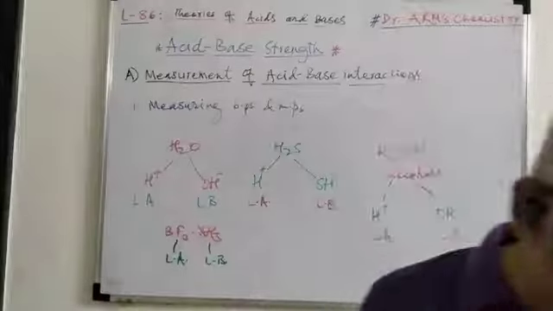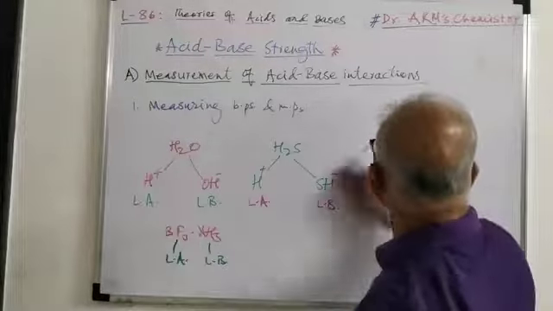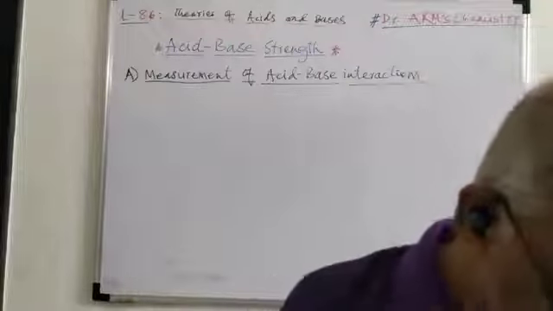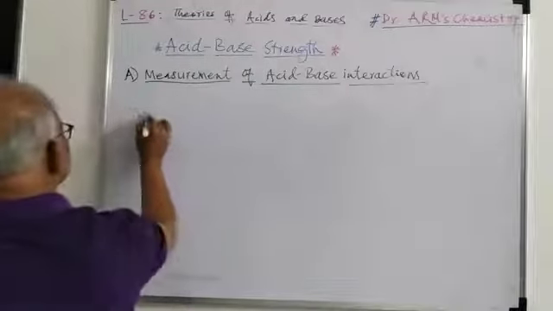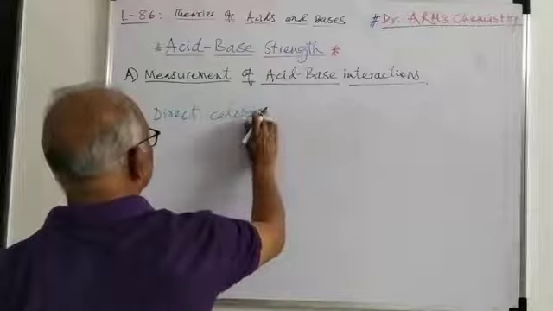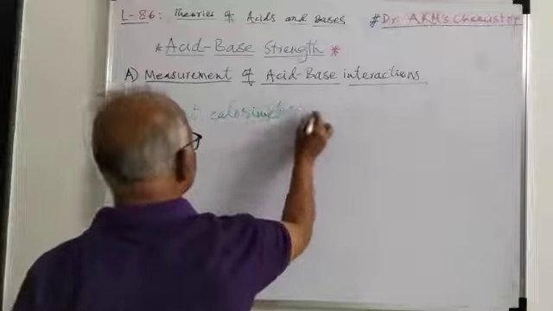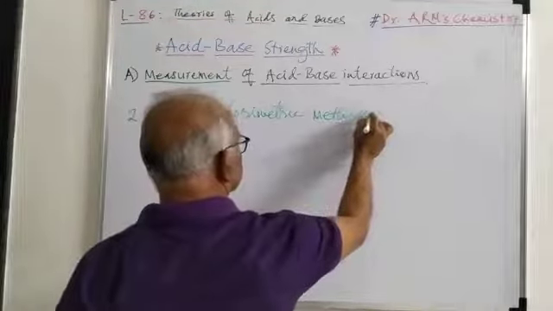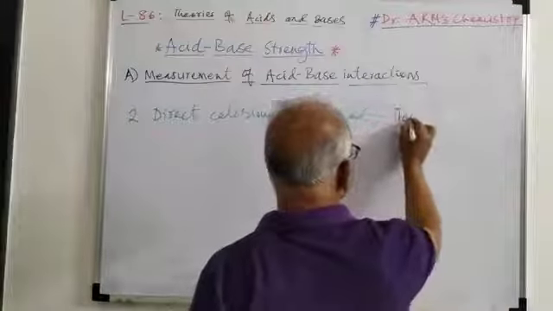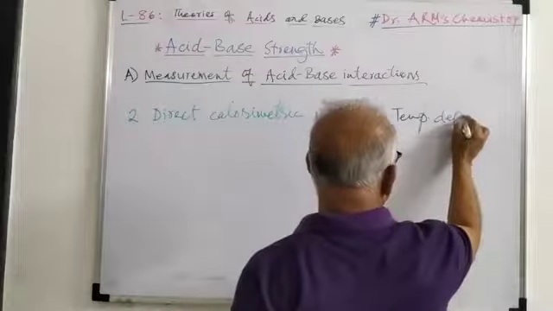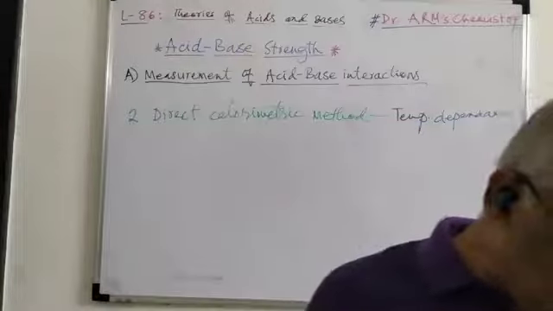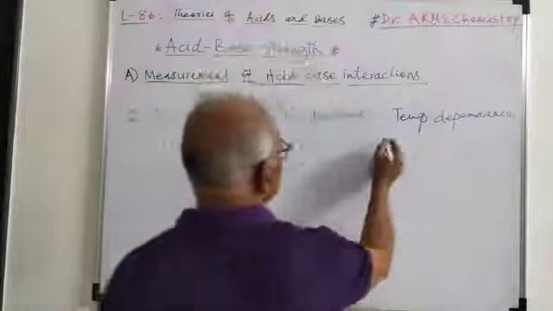The next method is the direct calorimetric method. This is also a measure of temperature dependence of the equilibrium constant.